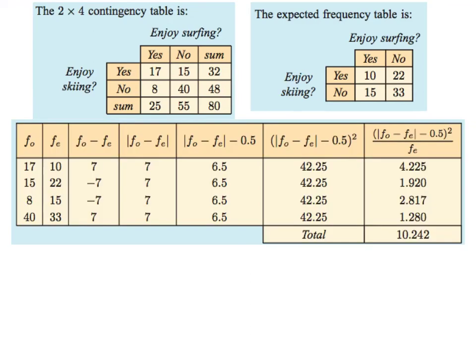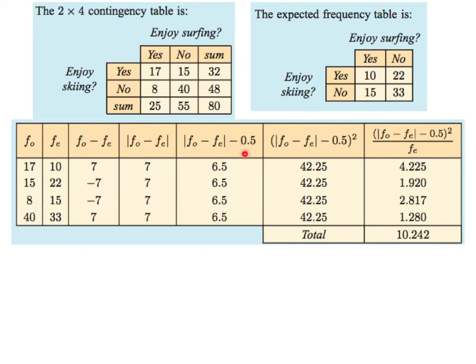Alright, so this is our table. We first list our observed values from our contingency table. We list our expected values, right? Notice that they have to correspond. So if I write 8 in the third row, I have to write 15 because it corresponds with 8. We take the difference, we find the absolute value of that difference. Then we subtract 0.5 from it.